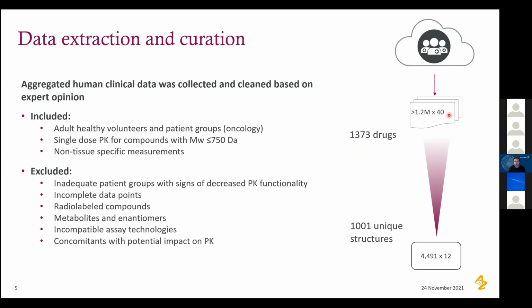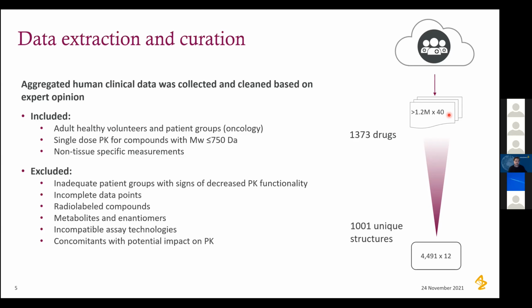So we created a team of data scientists, but also scientists from DMPK and clinical pharmacology, to set up an expert-driven data cleaning protocol. We had a lot of inclusion and exclusion criteria. I won't be going through them all, but in essence, we restricted this data to healthy adult volunteers, but also patients for oncology. We restricted ourselves to single dose PK for compounds with a molecular weight below 750, and also to non-tissue specific measurements.